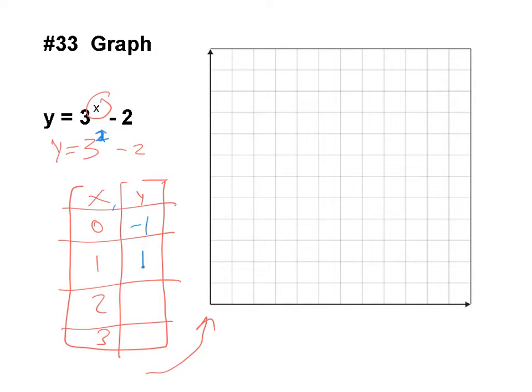Next time, let's put a 2 in there. 3 times 3 is 9, minus 2 is 7. Let's put a 3 in there. 3 to the third power is 27. Take away 2 is 25. So you might want to use this type of 1 centimeter graph paper for these type of problems, right? Because they go up really fast.